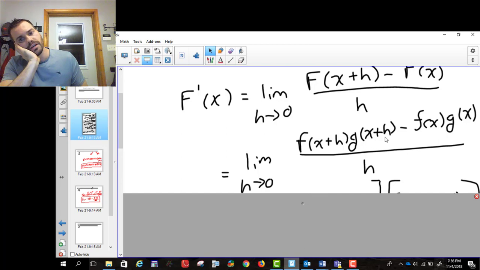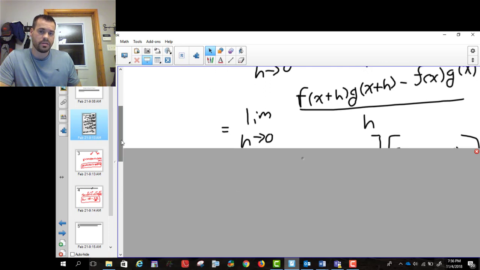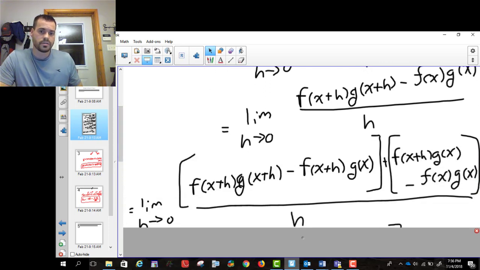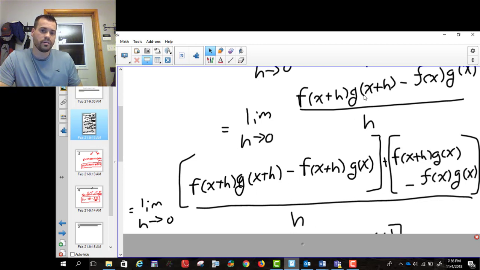And when I look at that, I say, well, there's an f of x plus h there and a minus f of x there. So that's kind of the derivative. Then there's a g of x plus h there and a g of x there. So that's kind of the derivative of g, but they're not together. And so what I'm going to do is add a term in here, and subtract it. So you might be wondering, what in the world are you doing that for?